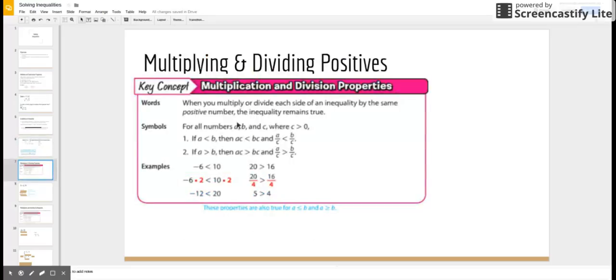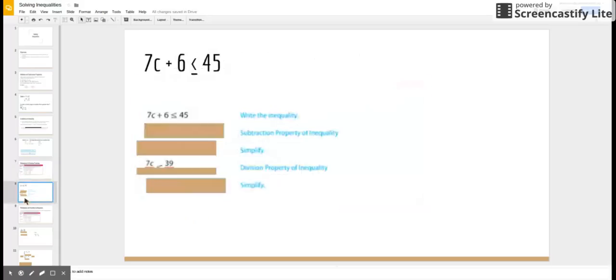Multiplying and dividing positives. So when you multiply or divide each side of an inequality by the same positive number, the inequality remains true. So here's an example. We have negative 6 is less than 10. If you do negative 6 times 2, 10 times 2, you get negative 12 is less than 20. This is correct. Same thing here. If you divide both sides of these by 4, 20 divided by 4, 16 divided by 4, you get 5 to be greater than 4.